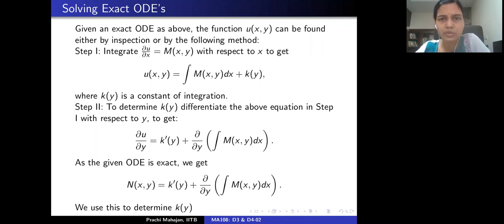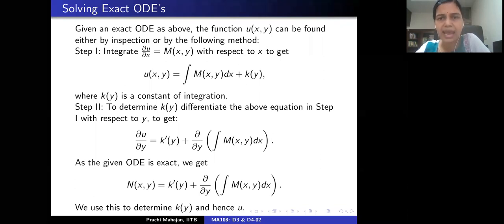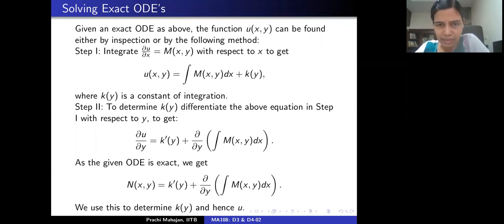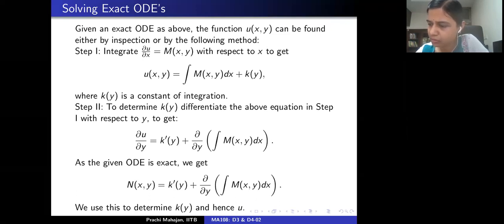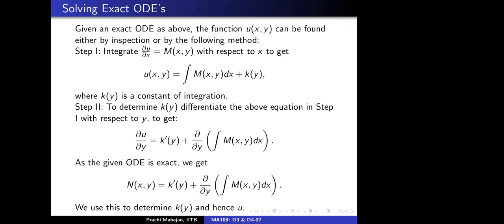Now we use these two equations to determine k, and once we have determined k, this gives us u, and we are done. In all of this, I am assuming that this function k is differentiable with respect to the variable y. So in order to go ahead, I am assuming that k is differentiable, and I am going to differentiate it with respect to y. Is this bit okay with everybody?